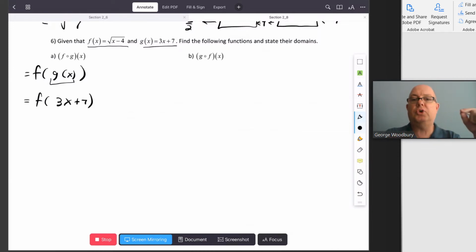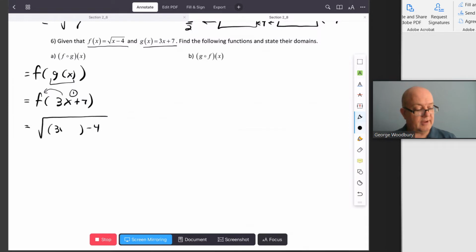And in terms of the domain, which we do need to figure out, this is the first place we check the domain. Are there any values that we cannot substitute for x? No, it's just a polynomial. It's a linear polynomial, a linear function. So any value can go in for x, so there's no restrictions on the domain yet. Now we're going to substitute this into the function f. And the formula for the function f is the square root of x minus 4.